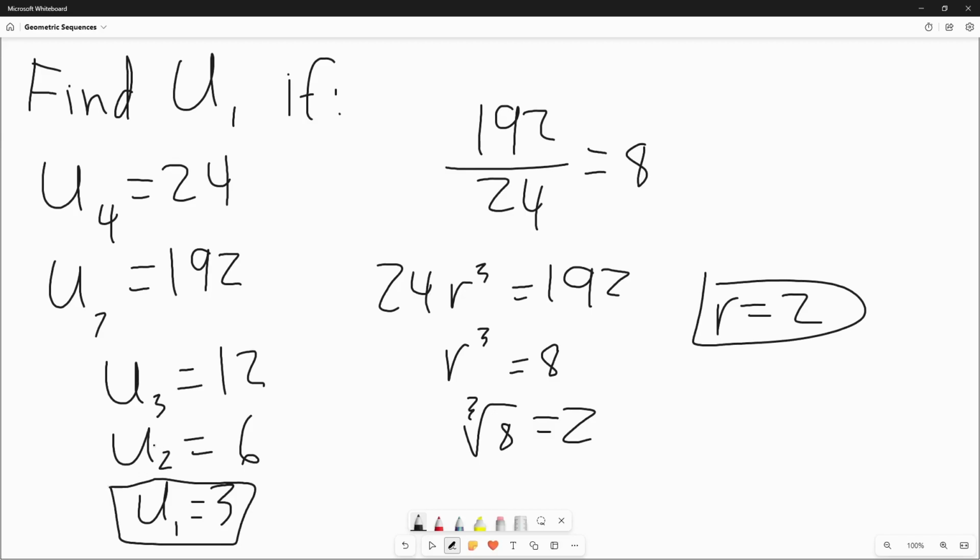Now what we did here is we used these two terms and the values of the terms to find the common ratio between each term, and then we counted backwards from u4, the fourth term, to find the first term. So, all the problems that I went through and everything that I explained should teach you the basics you need to know about geometric sequences.